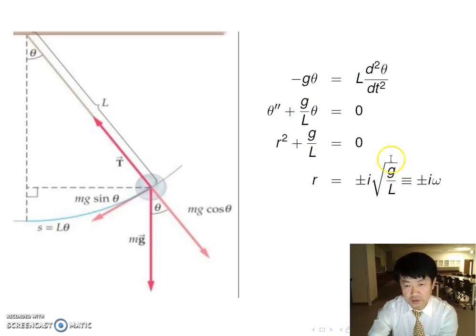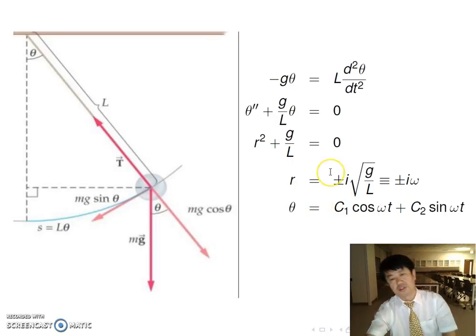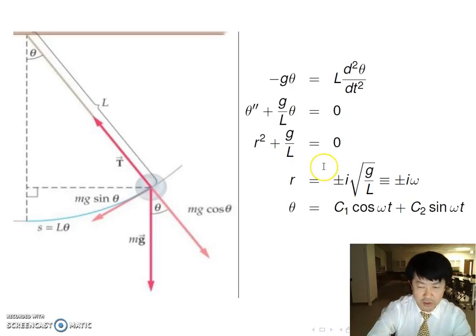Here we replace the square root of g over L with omega, which means omega equals the square root of g over L. So we can write the solution of this differential equation, which is theta equals some constant times cosine omega t plus another different constant times sine omega t. On the way to reaching here, of course, we also use the Euler equation. If you are interested in a deeper mathematical level, you can look into it. You will see there is an Euler equation involved.